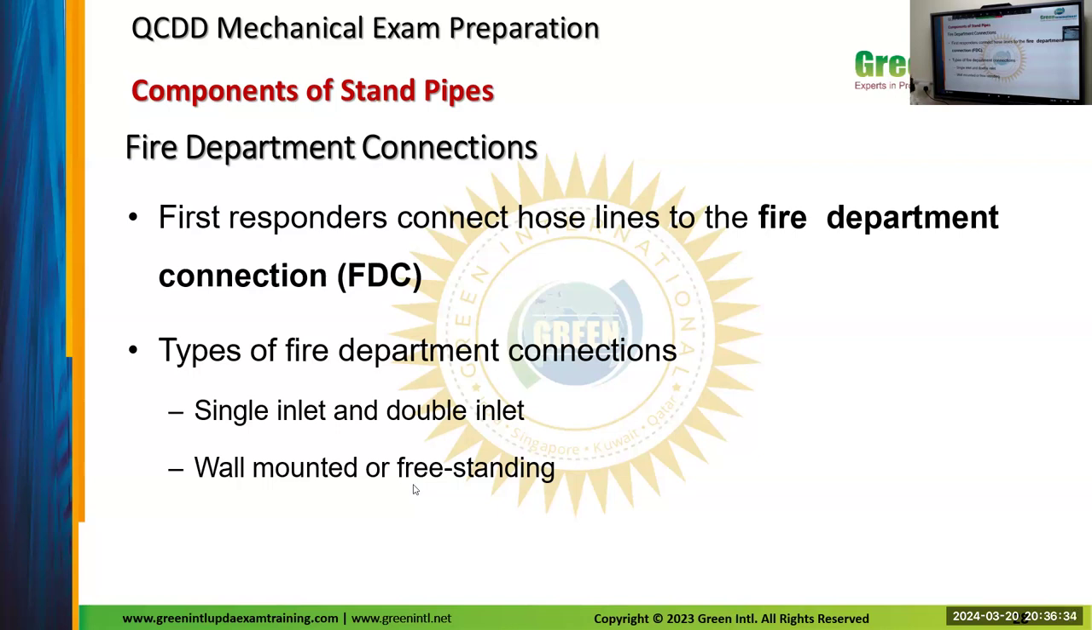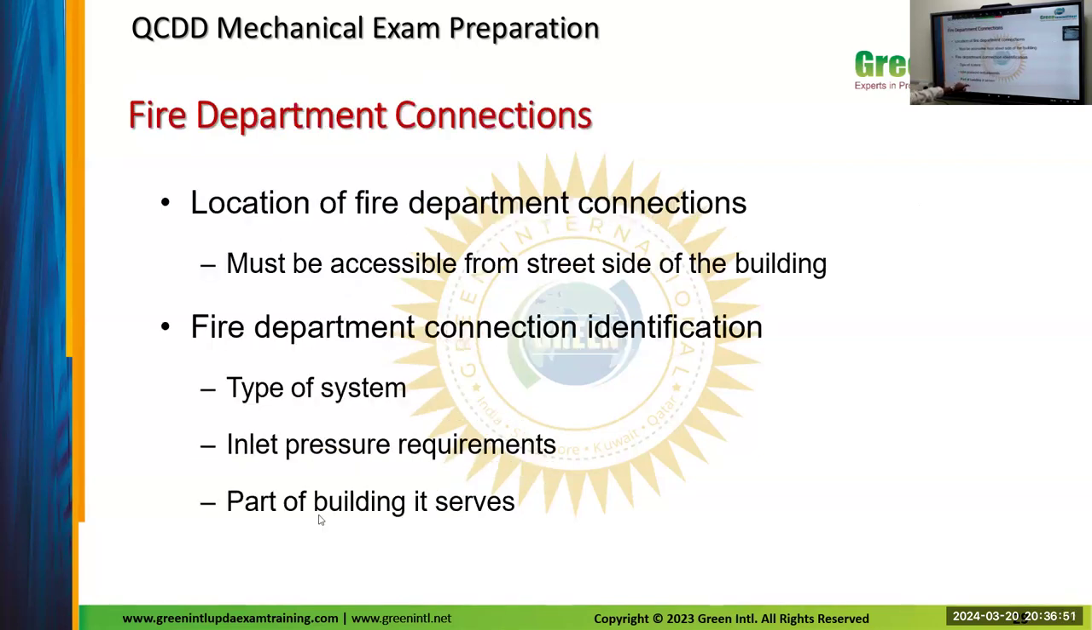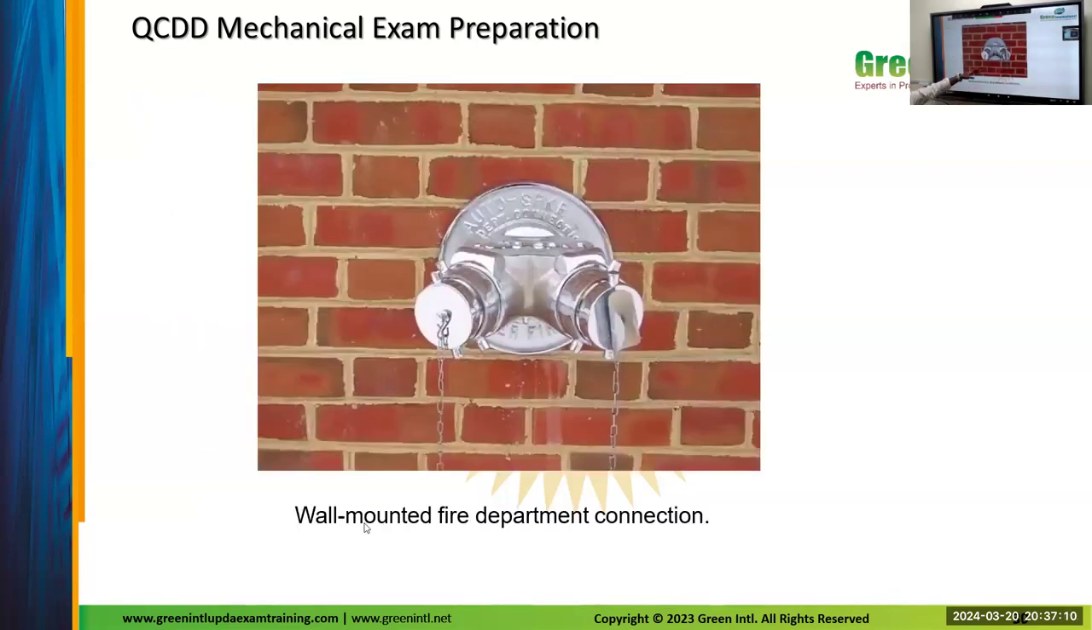So components of standpipe systems. There are many components of fire standpipe systems. The one is the FDC connection, that is fire department connection. There are two types of fire department connection: single inlet, double inlet, and wall mounted or freestanding. The location of fire department connections must be accessible from the street side of the building. You can see it will be in an open space, easily accessible. And the fire department connection identification, types and systems, inlet pressure requirements of the building itself. This is one of the wall mounted fire department connections.